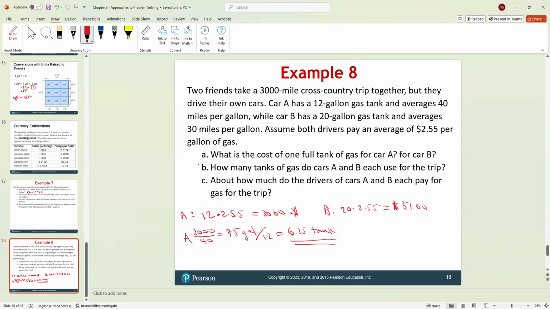In a different video, we're going to cover the second section of this chapter, approach to problem solving. But in this case, we're going to talk about extending unit analysis.